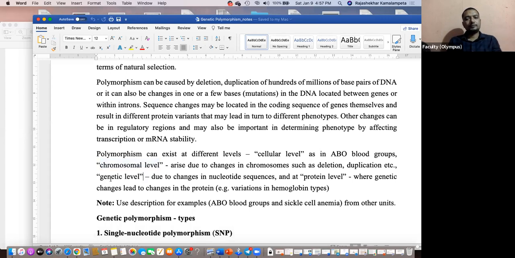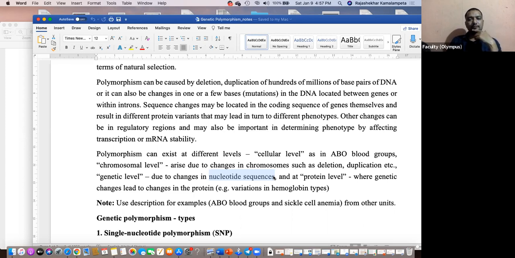Genetic level. So this is the nucleotide sequence level, letter level, molecular level. So our DNA sequences are different. The example I told you, 99.9% we are the same, 0.1% we are different. At what level? At the DNA sequence level, our nucleotide sequences may differ between individuals. There are many examples I'm going to tell you for that. But yes, it can happen at the cellular level, like in the case of ABO blood groups, the chromosomal level, as in the case of deleted, duplicated chromosomes, and the genetic level, changes in our DNA sequences.